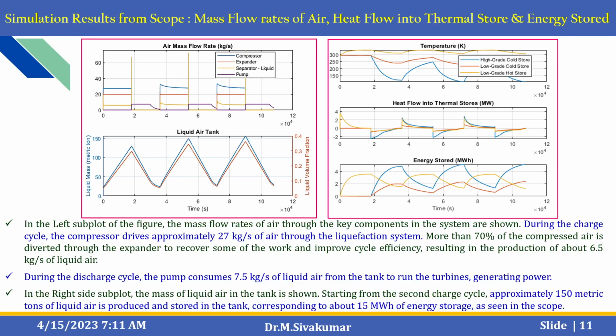More than 70% of compressed air is diverted through the expander to recover some of the work and improve cycle efficiency. During the discharge cycle, the pump consumes 7.5 kilograms per second of liquid air from the tank to run the turbines for generating power. The right hand side plot shows that approximately 150 metric tons of liquid air is produced and stored in the tank, corresponding to about 15 megawatt hours of energy storage, as seen in the scope.